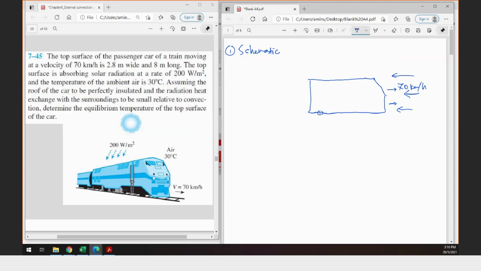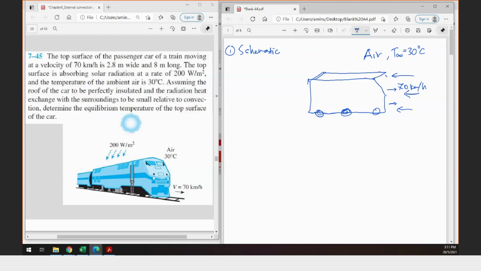So we can put some tire to show that it is actually a vehicle moving in a certain direction and velocity. So the air surrounding in here is at 30 degrees Celsius. The top surface of the passenger car of a train moving at a velocity of 70 kilometer per hour. Okay. So our interested section is only the top surface.